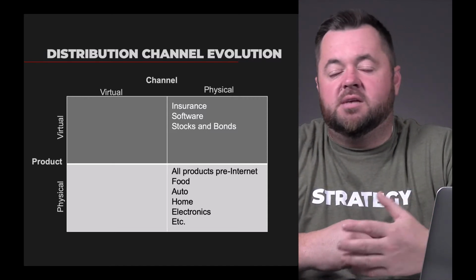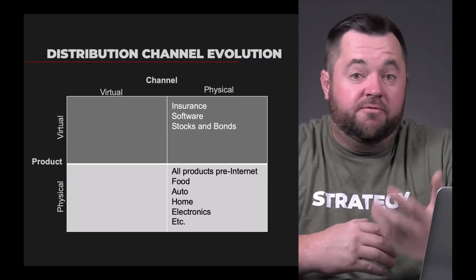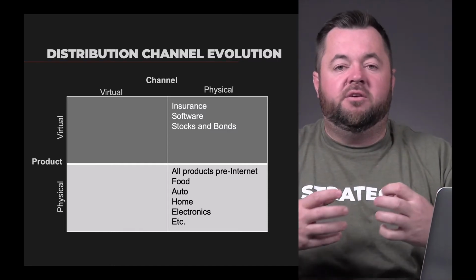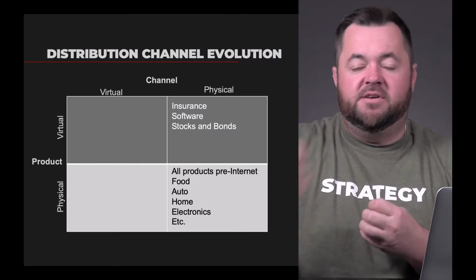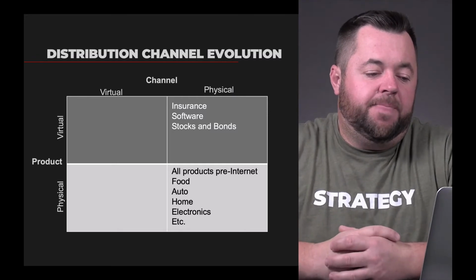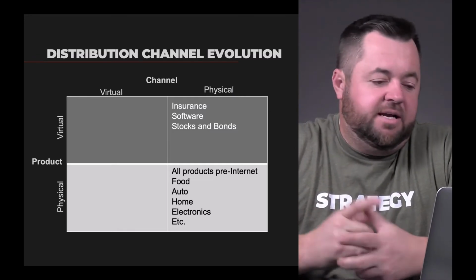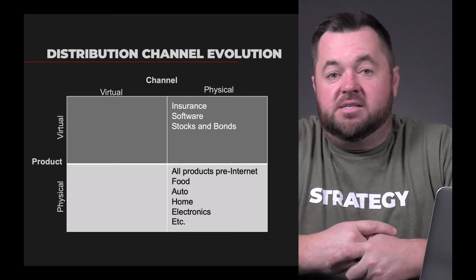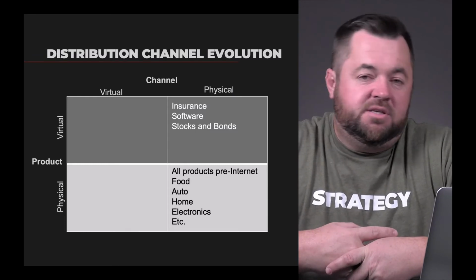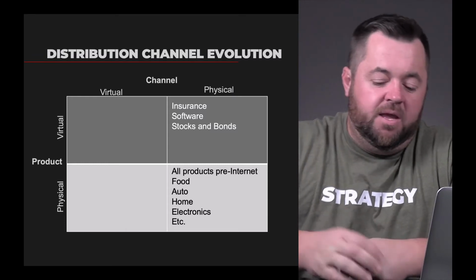Stocks and bonds, different financial products are virtual products. There's no tangible piece, and they're being sold in physical markets. Or insurance is another option that I'd skipped over there. So insurance is the same thing. There's no tangible product, but it's being sold through physical means.